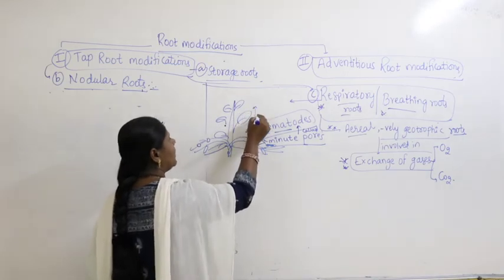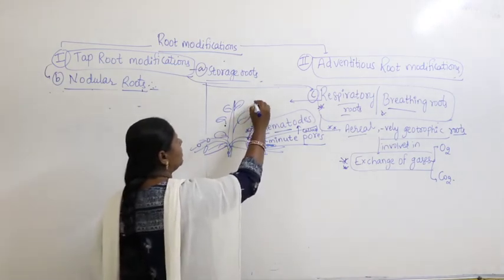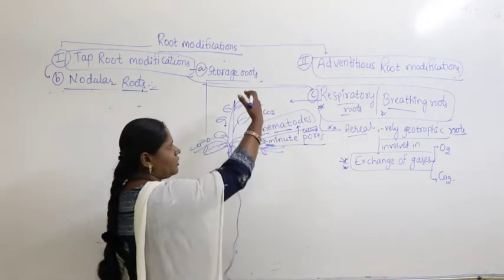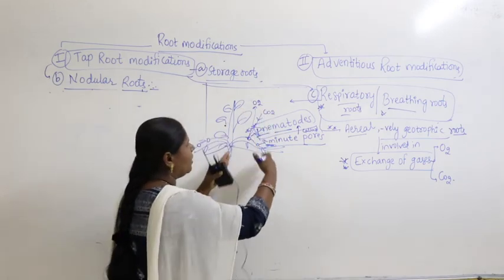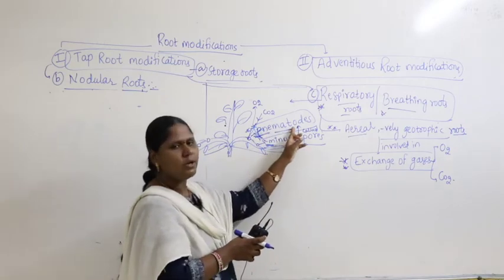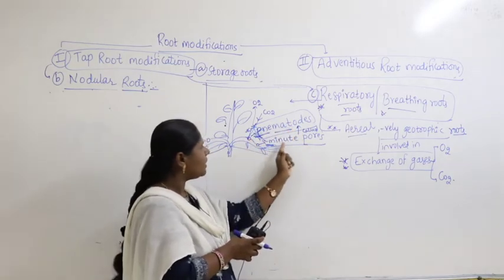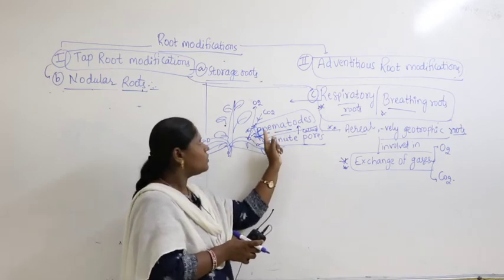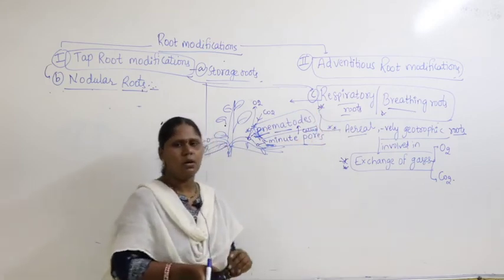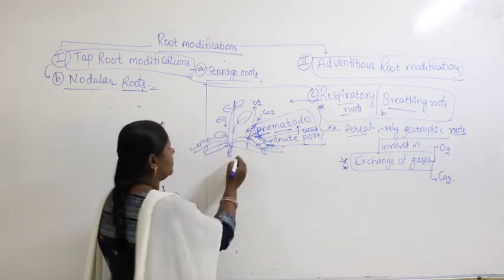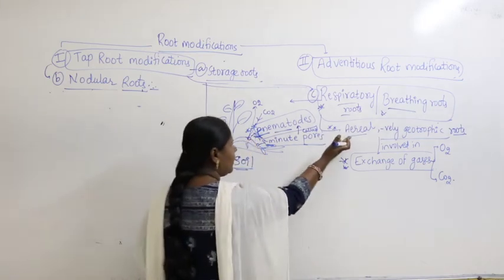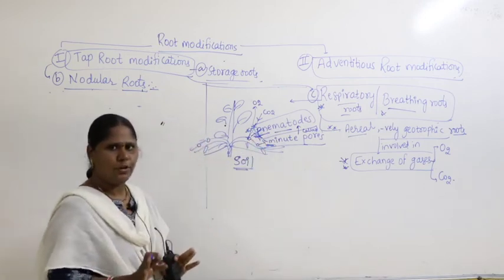They are involved in the exchange of gases. Here oxygen is released out and carbon dioxide is taken in, with the help of the openings called pneumatodes. What are pneumatodes? Small minute openings. So they are involved in the exchange of gases. That's why they are called respiratory or breathing roots. They are aerial because this is the soil and they are present above the soil, and they are negatively geotropic.